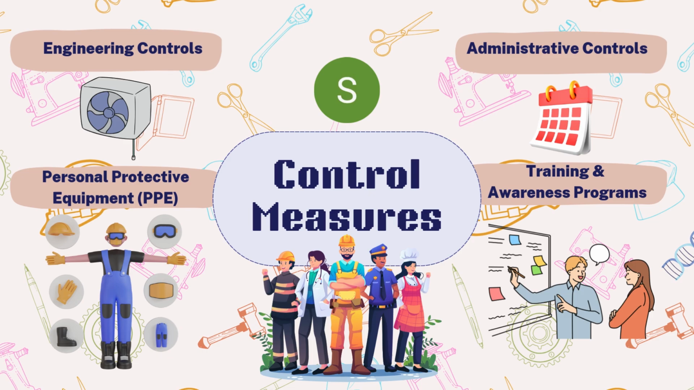Next are administrative controls. This means setting rules or schedules that reduce how long or how often workers are exposed to certain risks, for example, rotating shifts or limiting work hours in high-risk areas. Then, we have PPE or personal protective equipment like gloves, masks, and boots. These are the things workers wear to protect themselves, especially when other safety methods aren't enough.